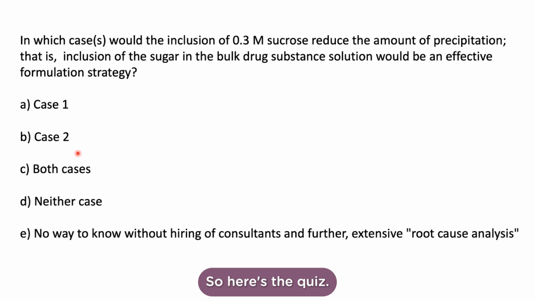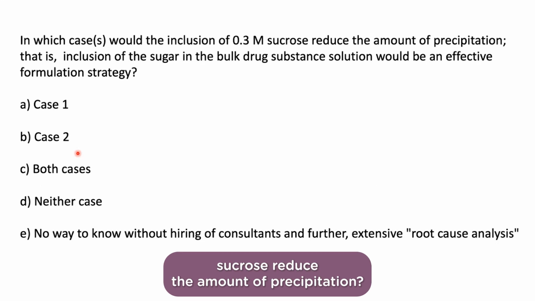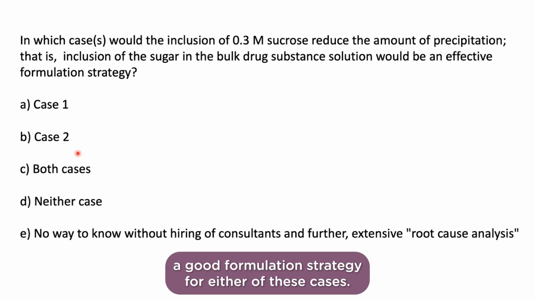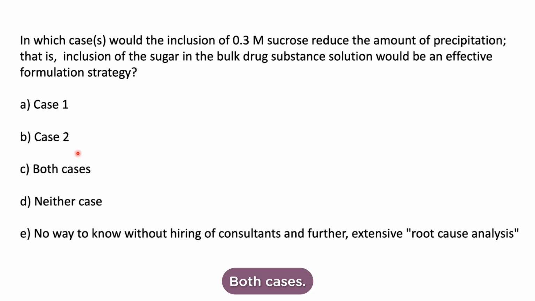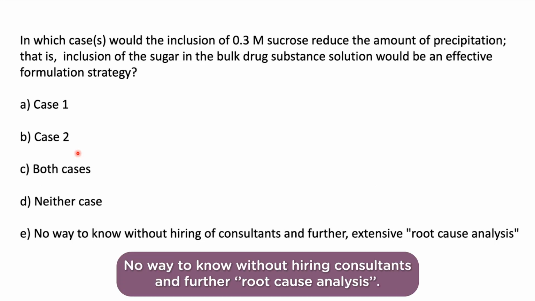So here's the quiz. In which case would inclusion of 0.3 molar sucrose reduce the amount of precipitation? Another way to ask this is, is adding sucrose a good formulation strategy for either of these cases? So you can jot down your answer. Do you think it's case one, case two, both cases, neither case, or the last one, which we all love, no way to know without hiring consultants and further root cause analysis, right?